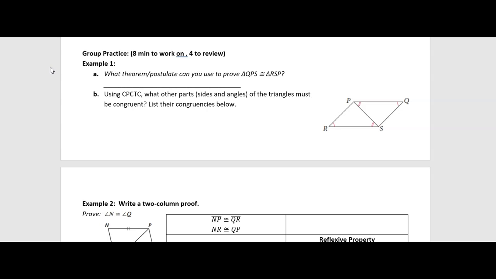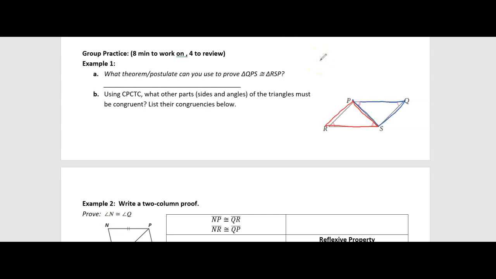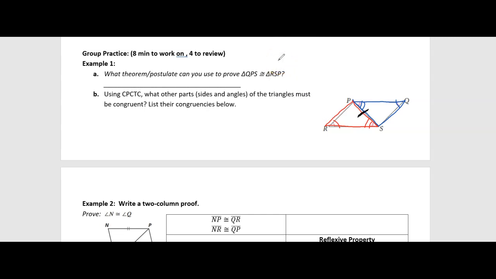All right, so it says, what theorem or postulate can you use to prove that triangle QPS is congruent to triangle RSP? Well, let's outline one in red. I'll outline the other one in blue. Now they share two sets of angles, but that's not good enough, right? We need at least one side. So we can also see that they share this middle side, PS. So in this case, we would use AAS. Right? The side is not between the angles, but we do have two angles and one side from each triangle.